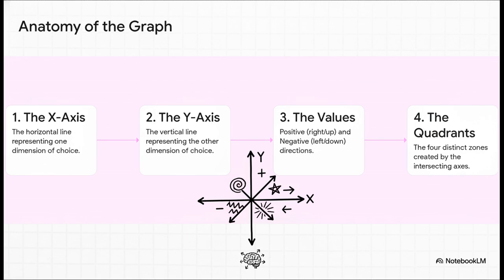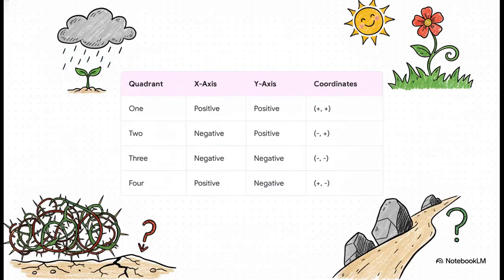And where these two lines cross, boom, they create four very distinct quadrants. And this little chart here is basically our cheat sheet. Quadrant 1, top right, is positive positive. Quadrant 2 is negative positive. 3 is negative negative. And 4 is positive negative. This coordinate system is the absolute key to understanding the vibe of each path you could be on.